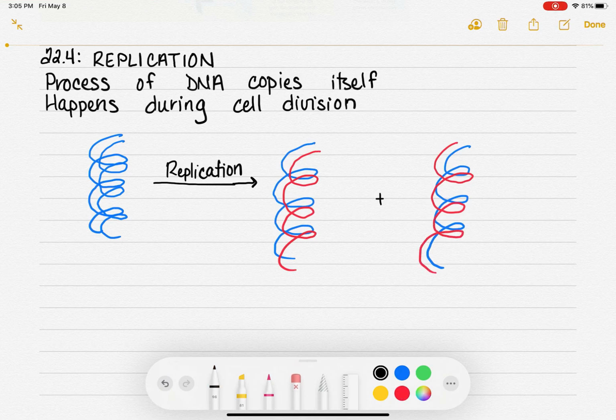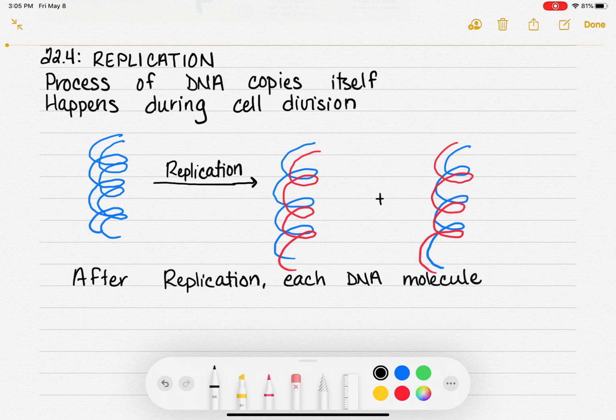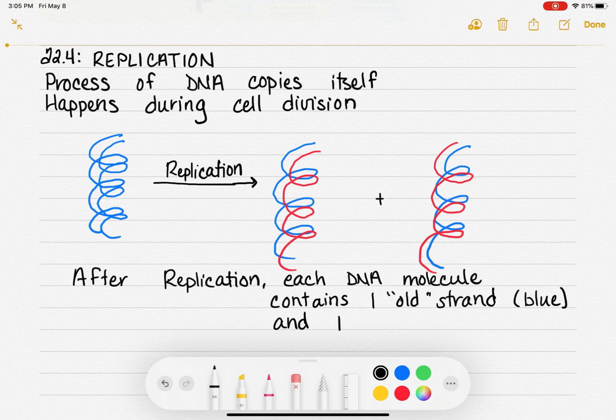So how can we phrase this? After replication, each DNA molecule contains one old strand and one new strand. The old strands in this diagram are in blue, and the new strand is in red.